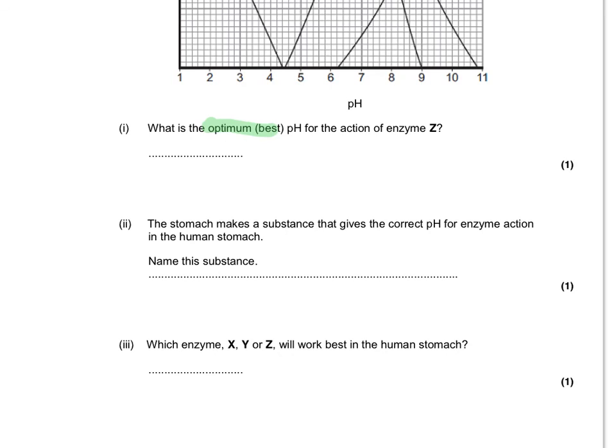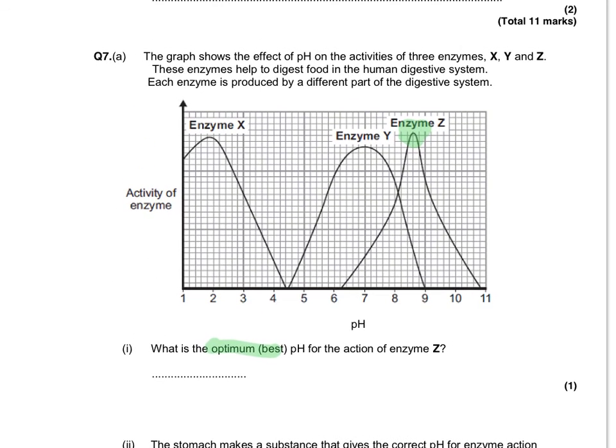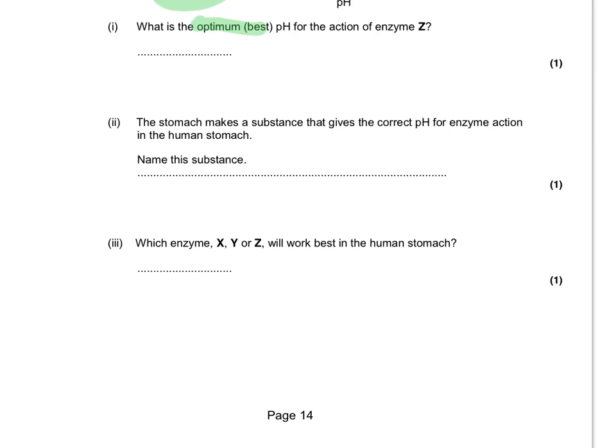The next question states the stomach makes a substance that gives the correct pH for enzyme action in the human stomach. And you have to name this substance. The substance is hydrochloric acid. The next question states which enzyme, X, Y or Z, will work best in the human stomach. Well, if you know that the stomach produces hydrochloric acid, you also know that an acid has a very low pH. So you need to go back up to the graph and have a look at which enzyme is working best at a low pH. That is enzyme X. So your answer to this question would be enzyme X.